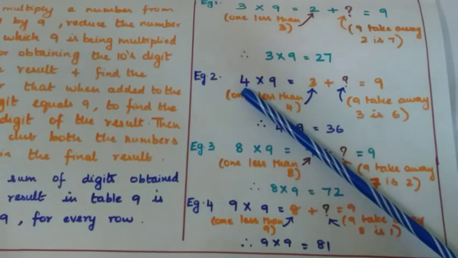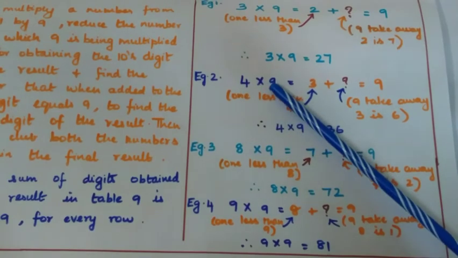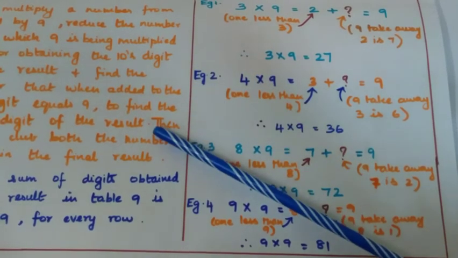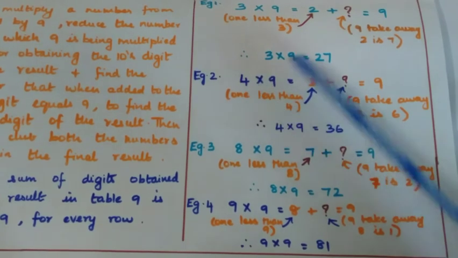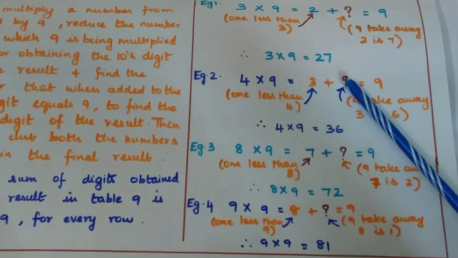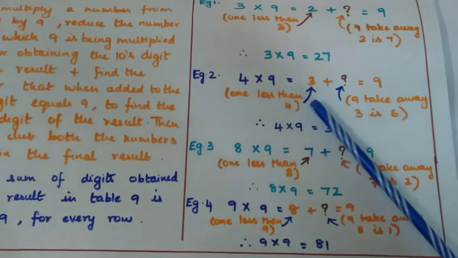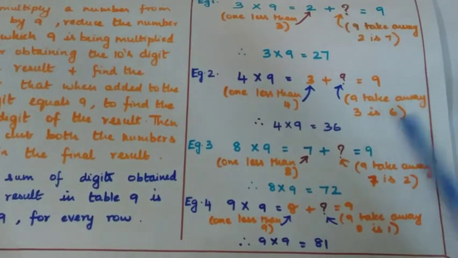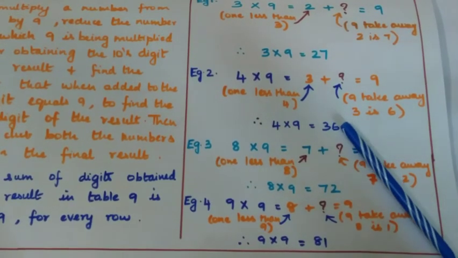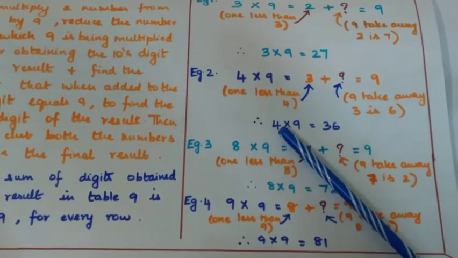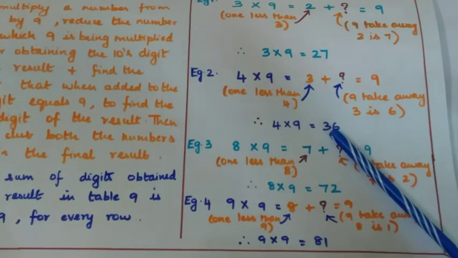Now let's take this example where 4 is being multiplied by 9. So now again, according to this trick, we need to reduce 4 by 1. So we get 3, and 3 plus what gives you 9. Take away 3 from 9, you get 6. So 6 plus 3 is going to give you 9. Therefore the ones digit is going to be 6. So 4 into 9 is nothing but 36.